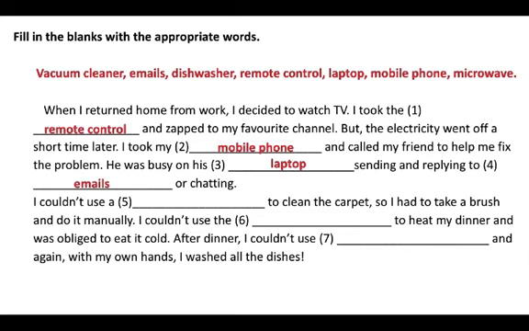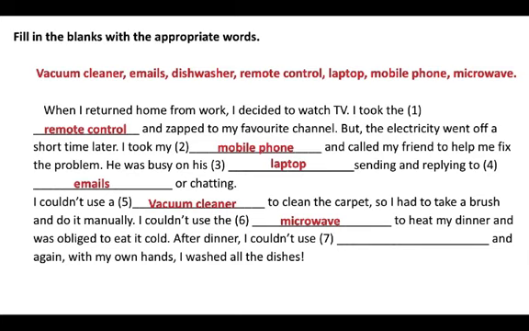I couldn't use a to clean the carpet. We said that. What do we use to clean the carpet? It's a vacuum cleaner. So I had to take a brush and do it manually. I couldn't use the to heat my dinner. What do we use to heat our dinner if it is cold? It's a microwave, the microwave oven or just microwave, and I was obliged to eat it cold.